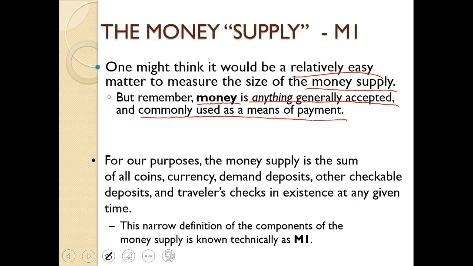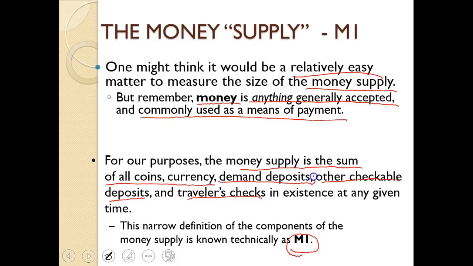For our purposes, the money supply is the sum of all coins, currency, demand deposits, and other checkable deposits and travelers' checks in existence at any given time. This narrow definition is the components of the money supply and is technically known as M1. So, if I were to ask, what is M1? Well, you'll say it's the sum of all coins and currency, demand deposits, other checkable deposits, and travelers' checks.